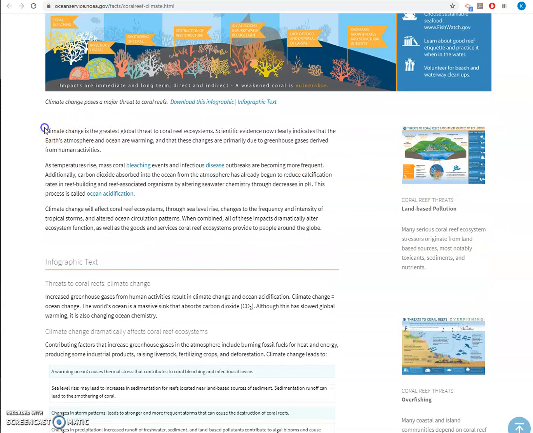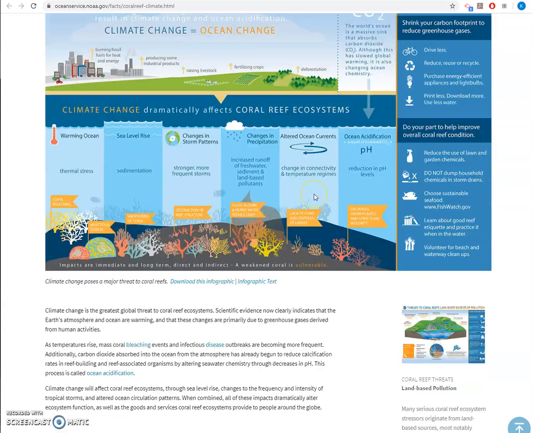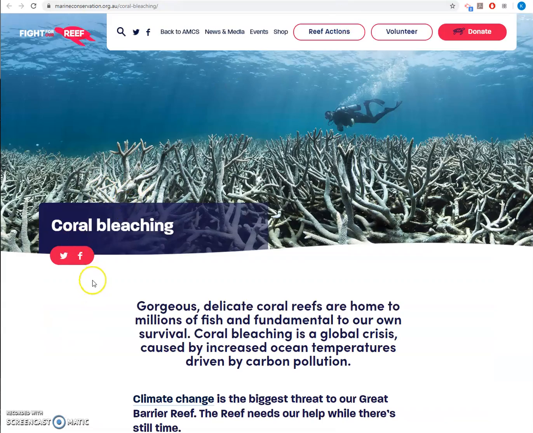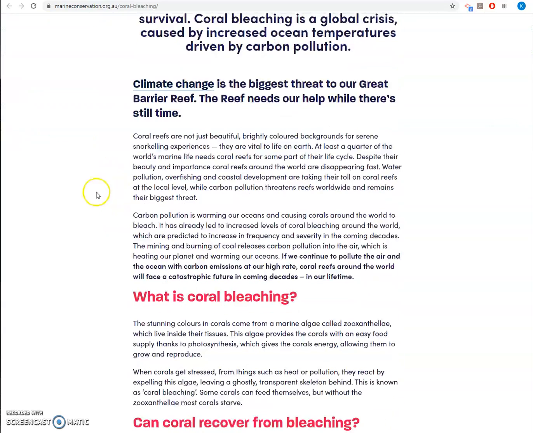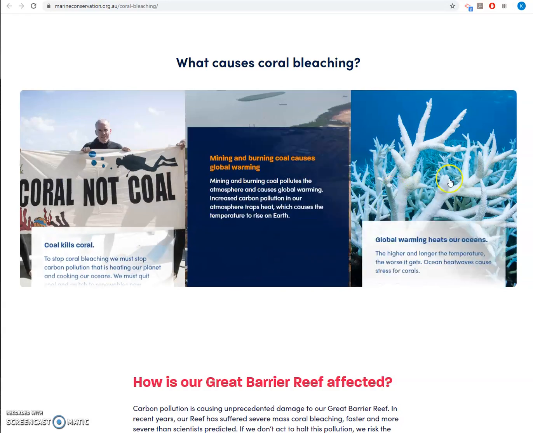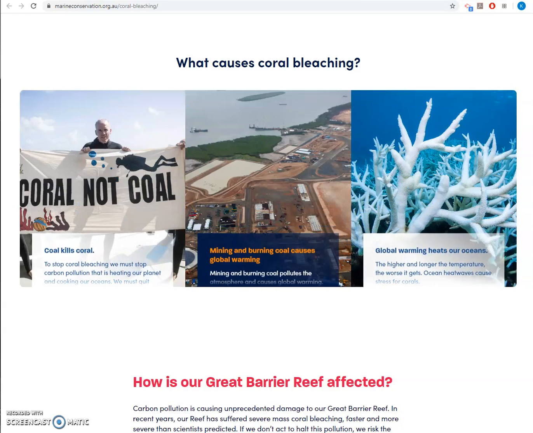So down here is another explanation. Climate change is the greatest global threat to coral reefs, right? And we already talked about why coral reefs are great, because some of you are like, well, who gives a crap? We don't have them in Ohio, but they do matter. All right, last thing. Coral bleaching. So here's more explanations. Again, what is coral bleaching? Can coral recover? The answer is yes. What causes it? Here's some stuff that tells you how. And these are pretty pictures. And that's a really nice picture of what it looks like when coral gets bleached. See how it's white? Okay.